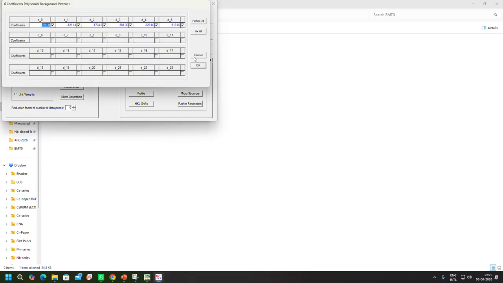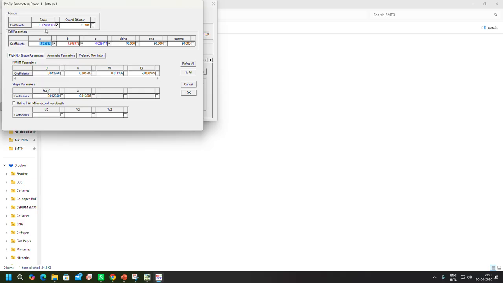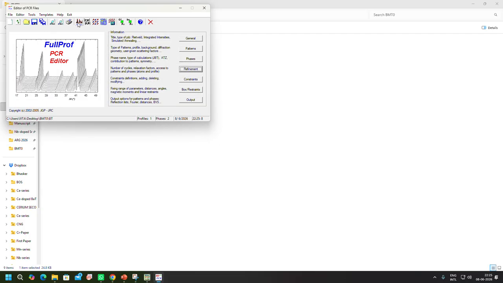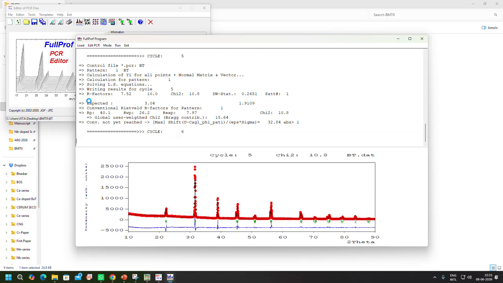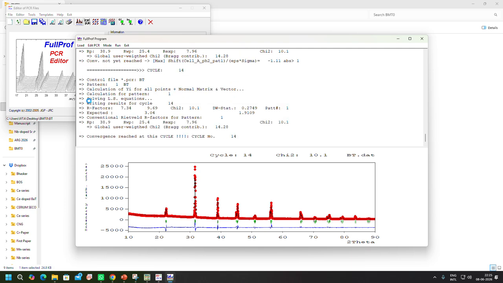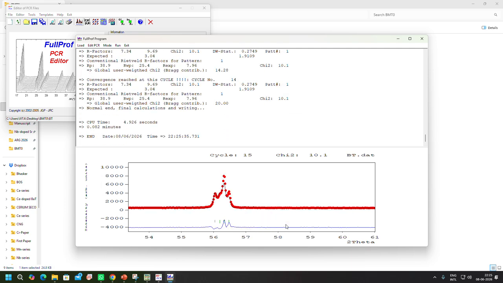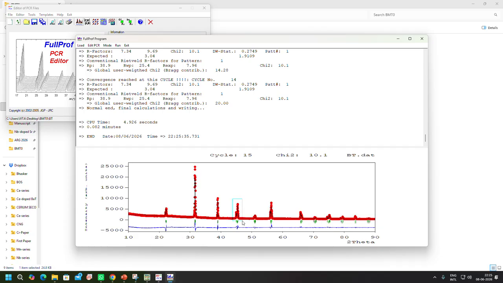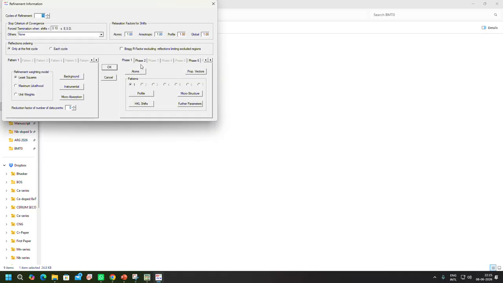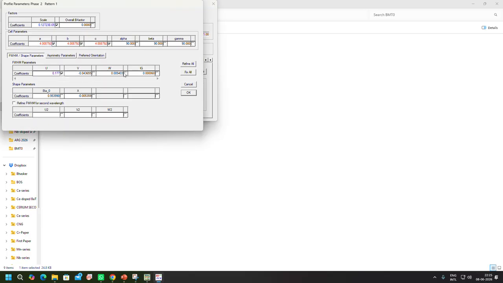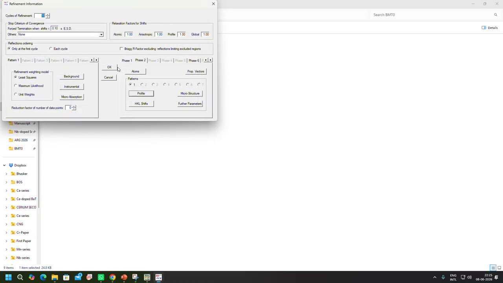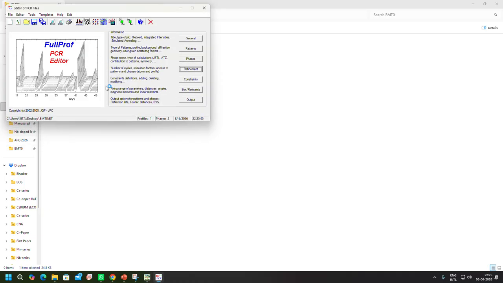Okay, so now if all the parameters are refined, go to the parameter pattern 1, pattern 2. Here you try to refine these four parameters together. Okay, so now you can see how good this refinement is. Now the same parameters you refine for phase 2, that is the u, w, eta 0 and x. Then okay, save it.